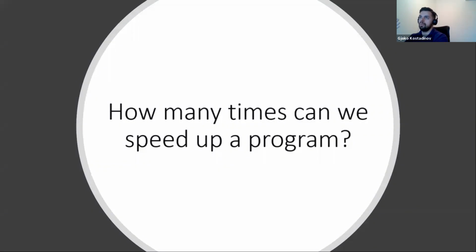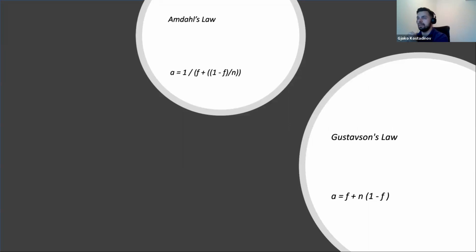Now, we came here to talk about concurrency. The main question is, when we talk about concurrencies, how many times can we speed up a program? And that question has been already answered for us. Basically, there are two different laws by definition. One is Amdahl's law, and the other is Gustafson's law. Amdahl's law says that if F is the percentage of the program that cannot be sped up, the serial part of the program, and n is the number of processors, then this is actually the biggest speedup that we can achieve with respect to speeding up the program.